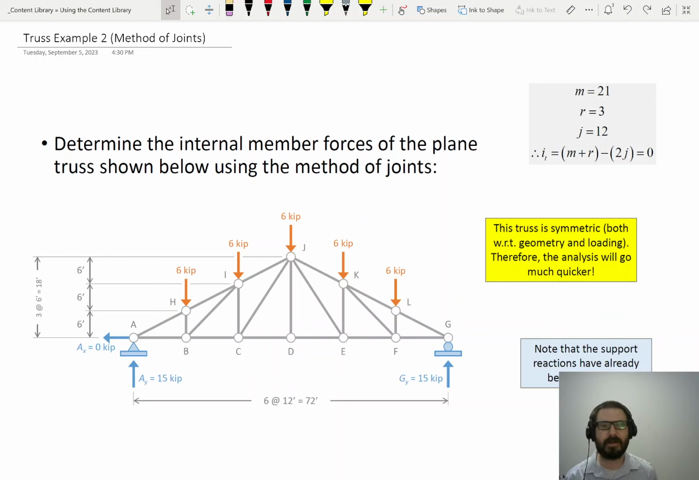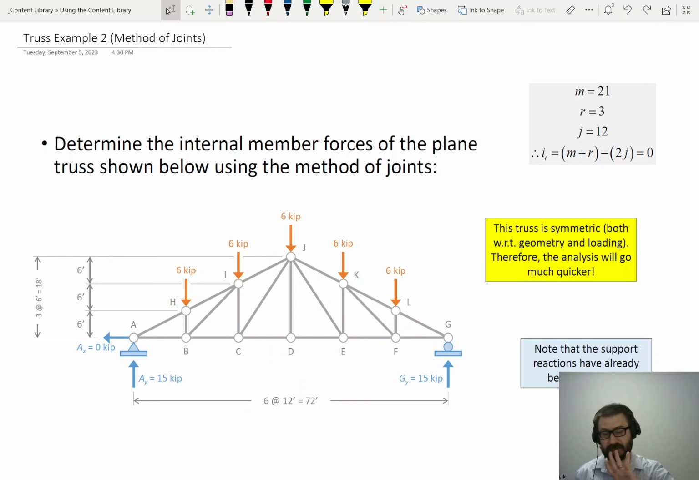So I have here that we're going to determine the internal member forces of this plane truss using the method of joints. The first thing I want to point out, and then I'll move my camera back up, is what's going up here on the top right. What I went ahead and did is I did a quick assessment of the stability and determinacy of the system.